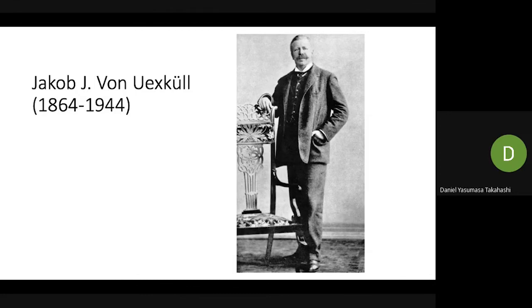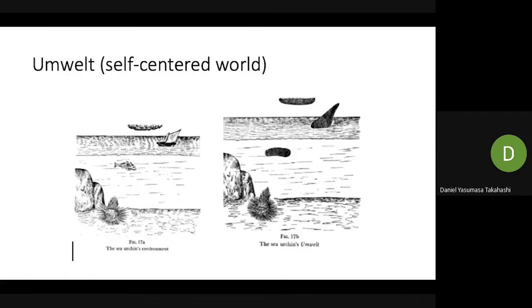Okay. And he introduced the concept of Umwelt. Umwelt is a German word that means essentially environment, but in his usage, Umwelt is the self-centered world. So essentially it is the world that is seen and perceived by the animal. Okay, so it's a subjective world.